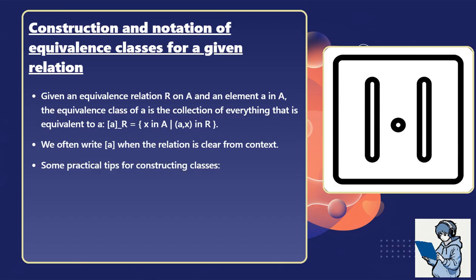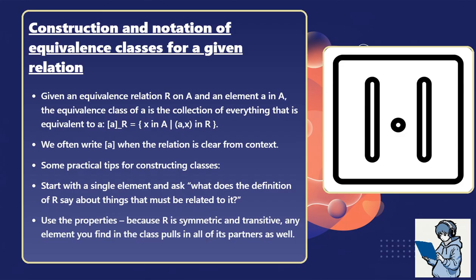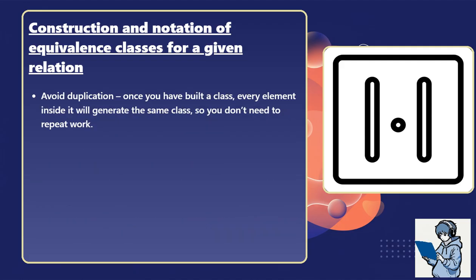Some practical tips for constructing classes. Start with a single element and ask what the definition of R says about things that must be related to it. Use the properties, because R is symmetric and transitive. Any element you find in the class pulls in all of its partners as well. Avoid duplication. Once you have built a class, every element inside it will generate the same class, so you do not need to repeat work.